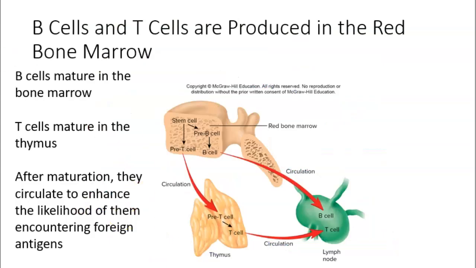Okay, so here we see that B cells and T cells, like we said, are both produced from stem cells in hematopoiesis in the red bone marrow. The cells that develop that are going to be T cells will move to the thymus, and that is where they will mature. B cells will remain in the red bone marrow to mature, but both will then leave their primary lymphoid organs where they mature and start circulating to enhance the likelihood that they will meet a foreign antigen.